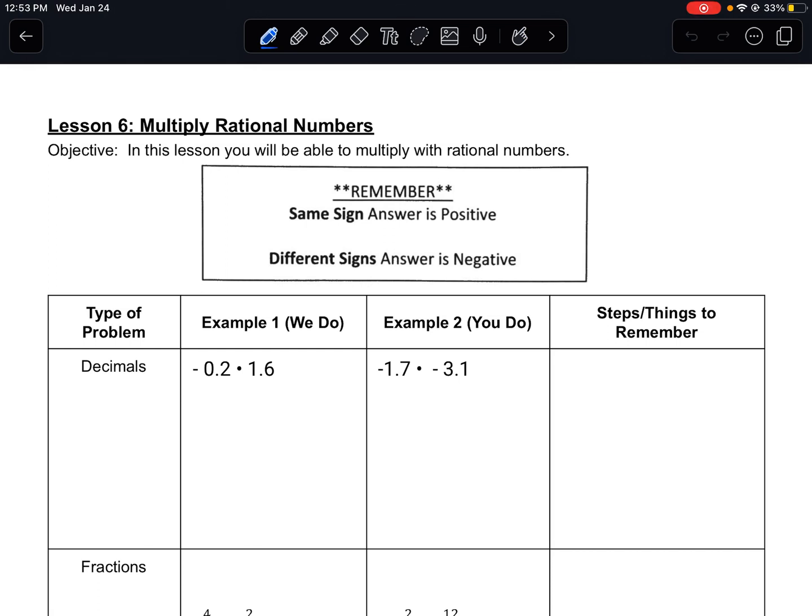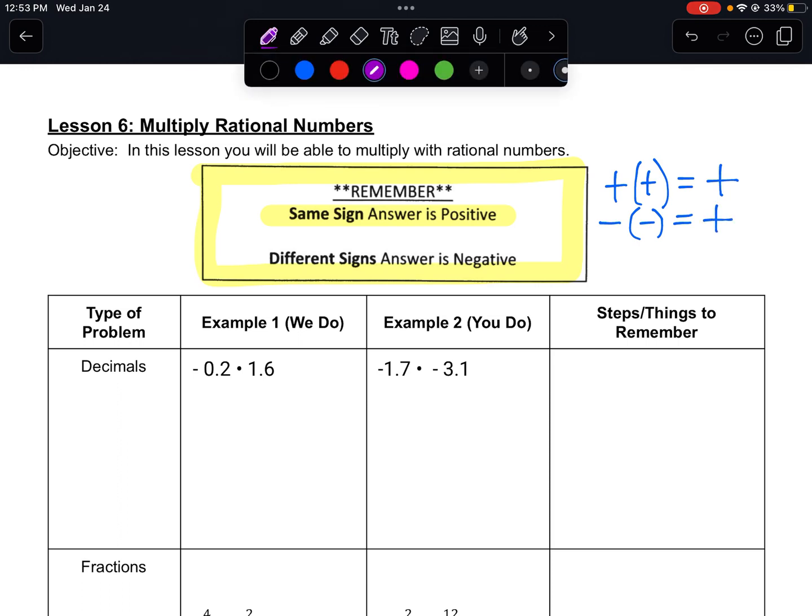So at the very top here, there is a big reminder box telling you that if you have the same sign, your answer is going to be positive, meaning if you have a positive number times a positive number, you're going to get a positive answer. Or if you have a negative number times a negative number, you're still going to get a positive answer. And on the flip side, if we have a negative number times a positive, we're going to get a negative answer. Or if you reverse that, a positive times a negative, you're still going to get a negative answer. So let's talk about some problems.